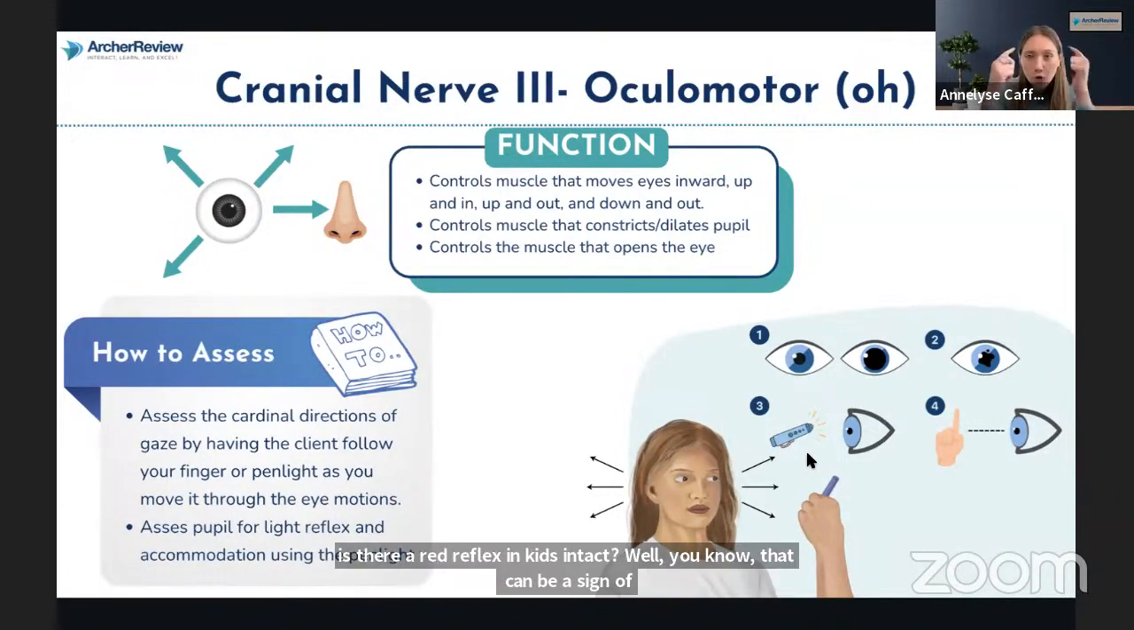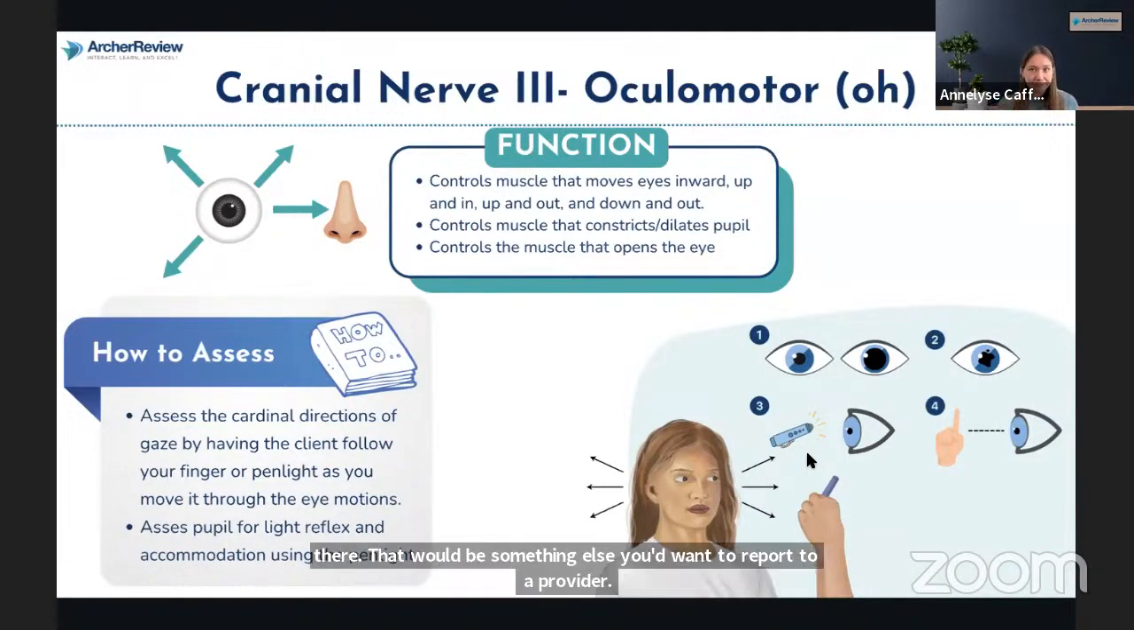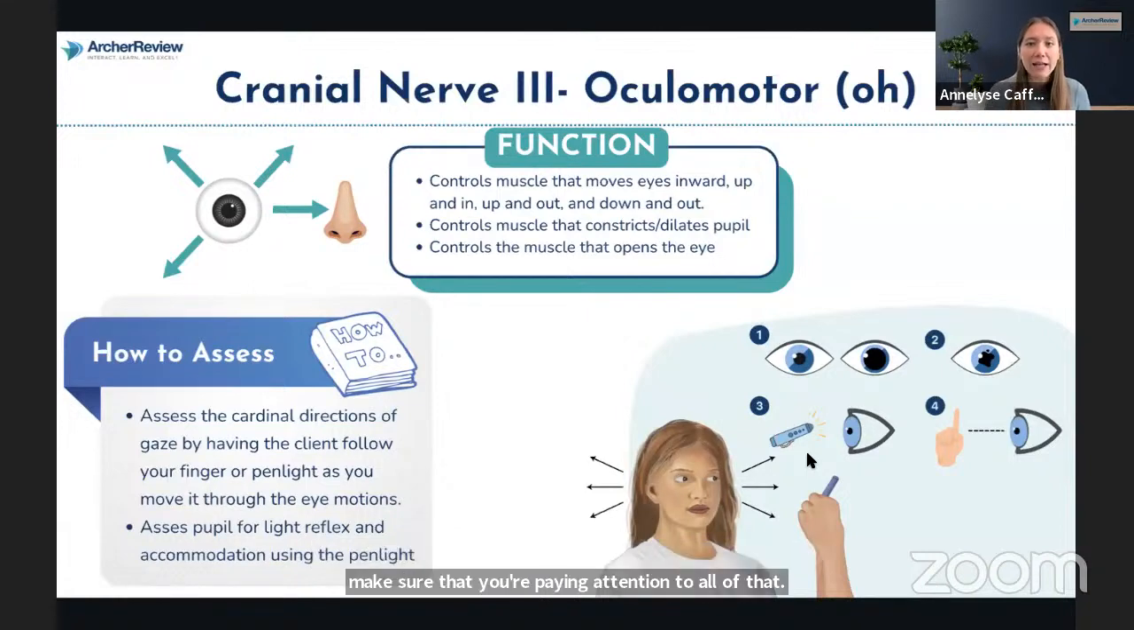Is the pupil a normal size? So not only are they equal in both eyes, but do they look round? Some pupils will have little leakages on them, or it will look kind of like an ink splatter, like number 2 shows there. That would be something else you'd want to report to a provider. So make sure that you're paying attention to all of that, and that's really going to help as you are assessing cranial nerve 3.